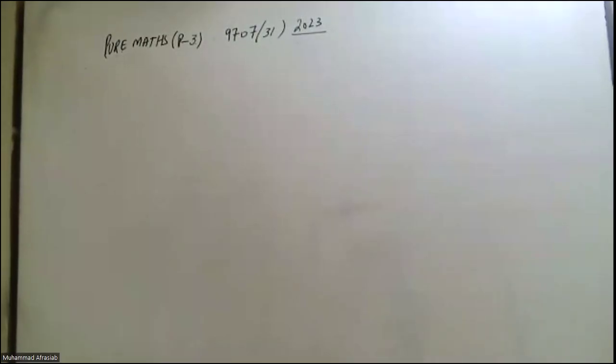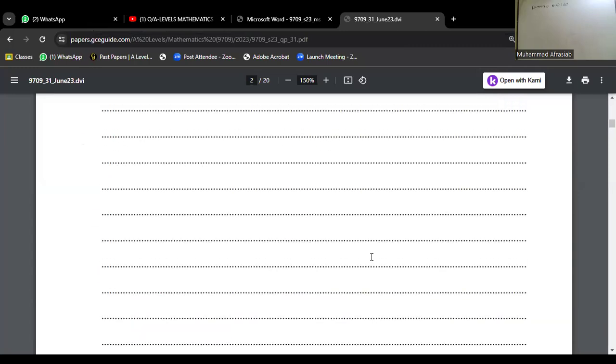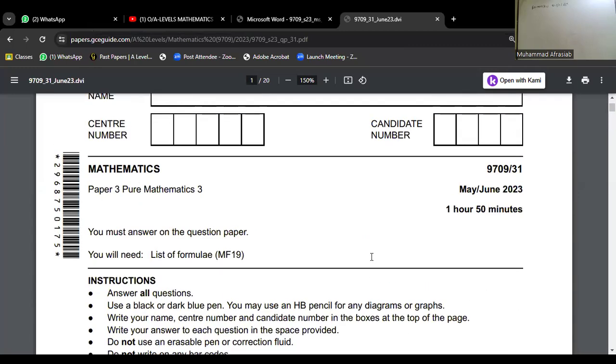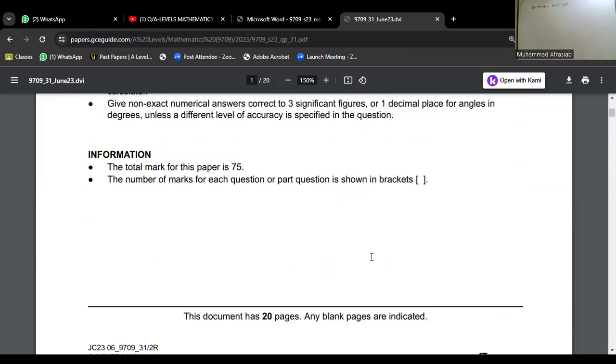Now we are starting the P3 paper for the year 2023. This is May-June 2023, 9709/31 is the code of this paper. 1 hour 50 minutes is the timing and 75 marks are there. These are the instructions given in the P3 paper, and the marks total is at the end of each question.